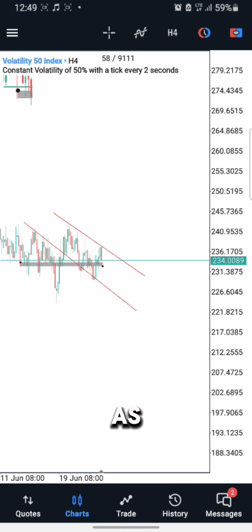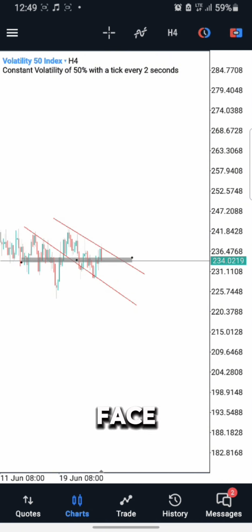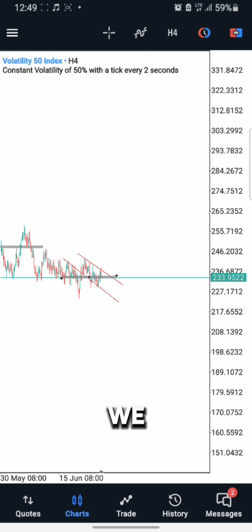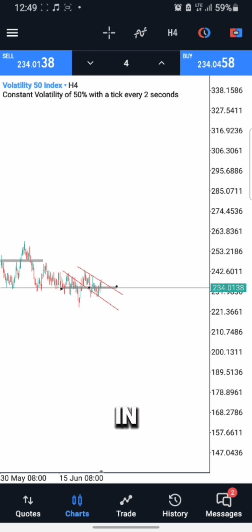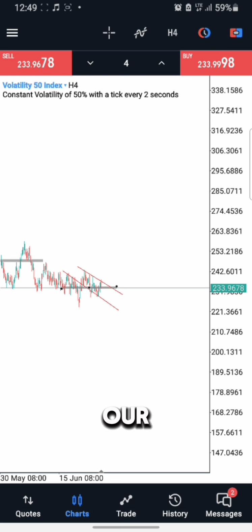As you can see, as marked by that shadow zone, that support line was respected quite a number of times, like I'm drawing. So it means that the market is going to face a little bit of challenge before it breaks to either upside or downside. So we can enter a trade using only that. And also we have to include the fact that the market is in a channel. So these are the two confirmations that we can use to enter our market.